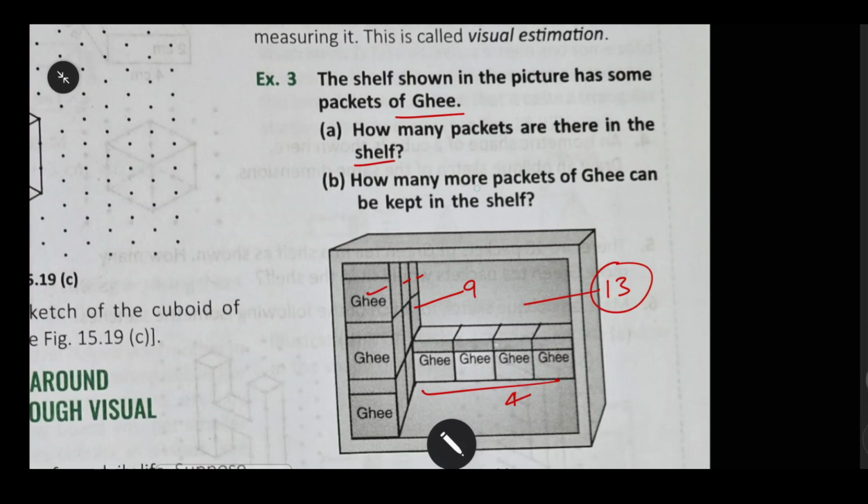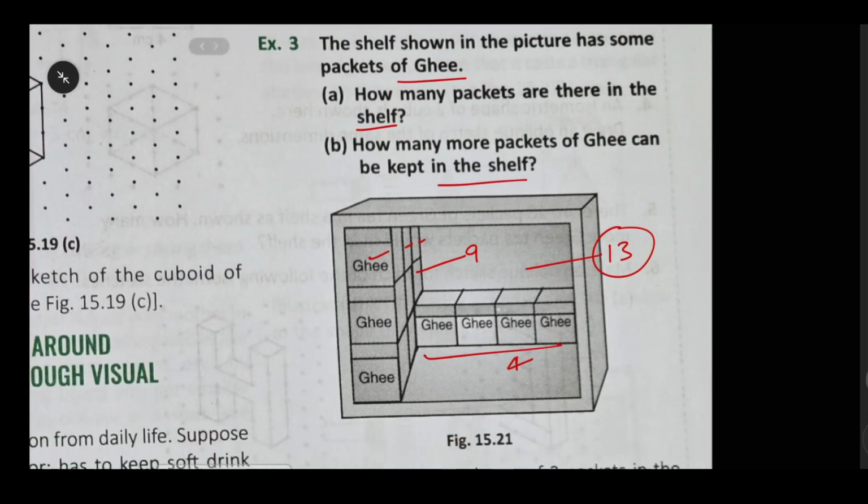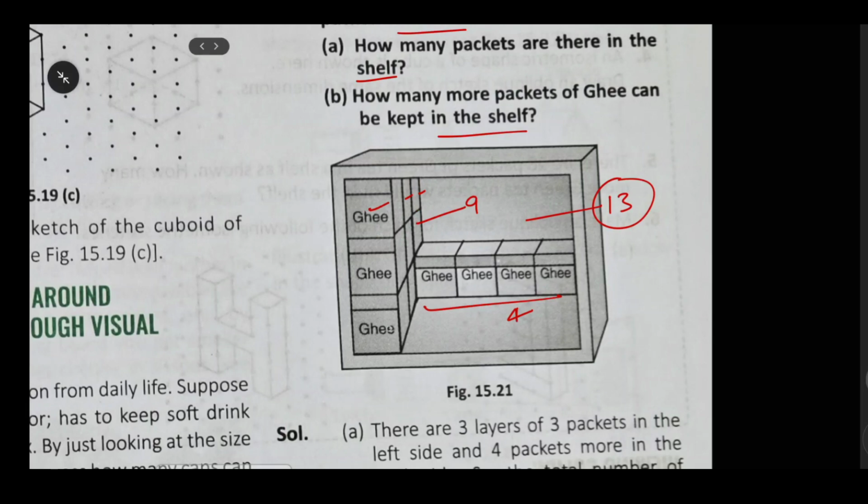Now, how many more packets of ghee can be kept on the shelf? The next question is asking about the length. See here, you have a length of 5. As you can see, 4 can be fitted like this and 1 can be fitted like this, so the length can be 5.